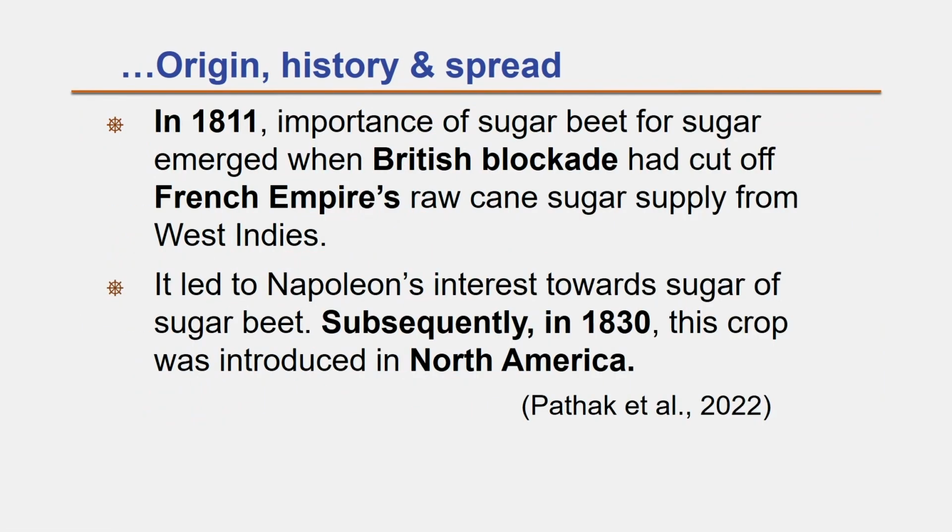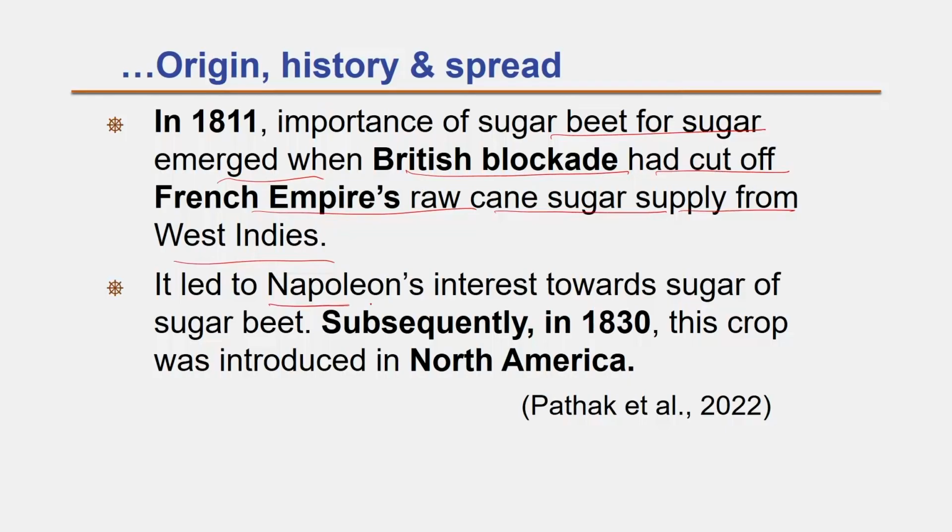In 1811, the importance of sugar beet for sugar emerged when the British blockade had cut off the French Empire's raw cane sugar supply from the West Indies. In the West Indies, sugarcane cultivation was being done at a larger scale under British control, and sugar was supplied from sugarcane to many European countries, including France. But at that time, the supply of sugarcane sugar was stopped by the British to the French. Therefore, the French looked for some alternative. So it led to Napoleon's interest in sugar beet.